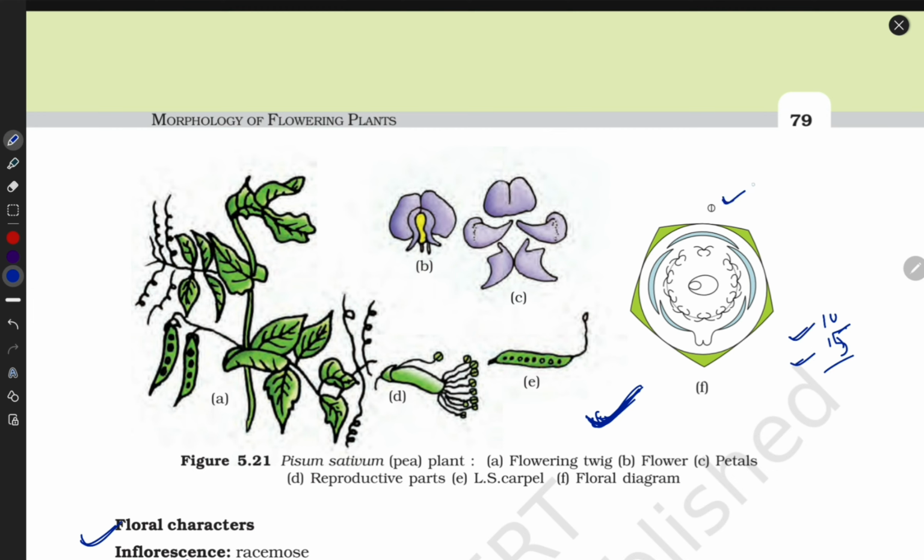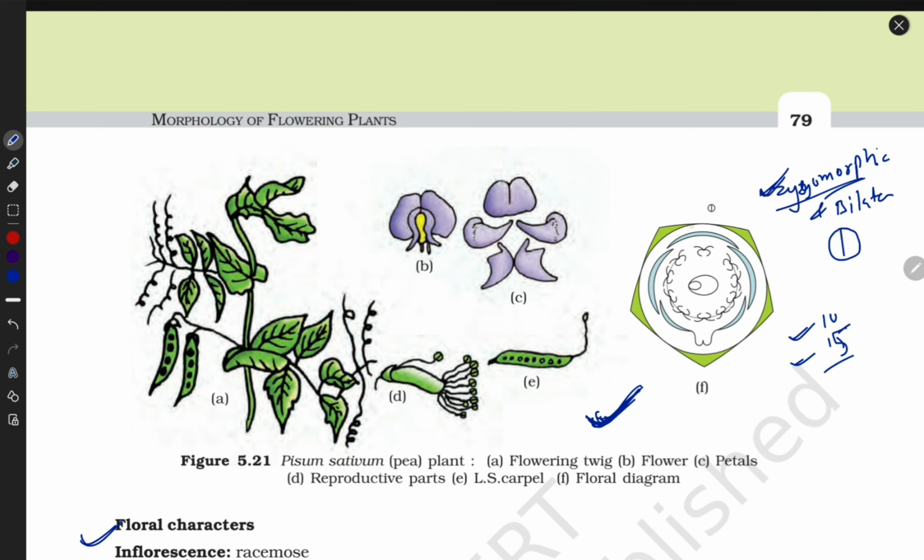Explain. What is the symmetry, guys? This is the zygomorphic symmetry. Zygomorphic means we can also call it bilateral symmetry. It means if we cut only bilaterally, then the flower divides into equal parts. Now clear? So the first point is that they are zygomorphic, and you have to write down what zygomorphic means.